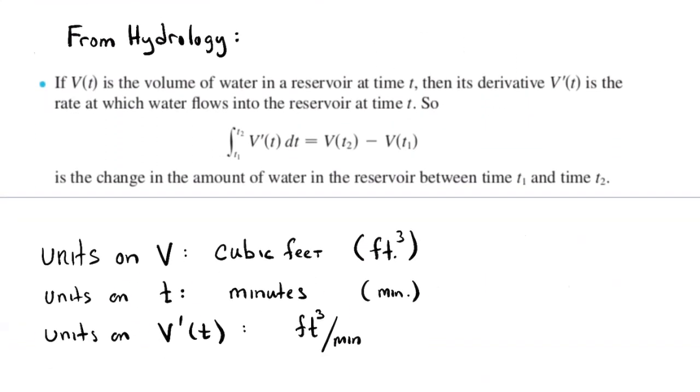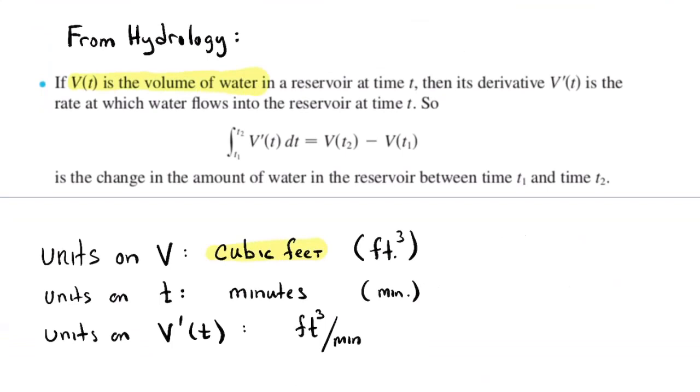I liked this one from your book. It's an example from hydrology. Okay, so we'll walk through it together. V is the volume of water in some reservoir, it says. So V of t is the volume of water. I made up some units for this. Let's say the units on V would be, say, cubic feet. It's not uncommon in hydrology for people to measure quantities of water in cubic feet. So maybe that's the units on this thing.